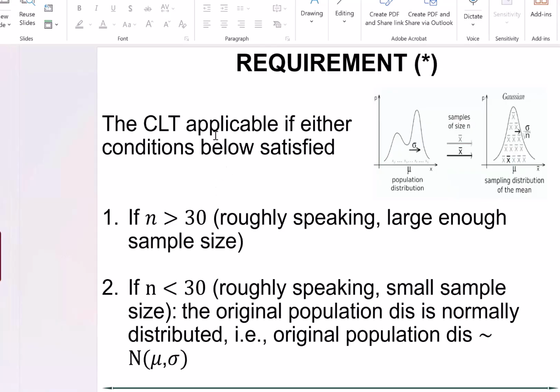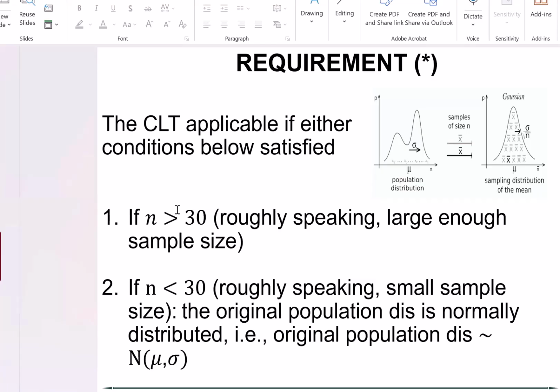Condition star requires that, in order to apply the central limit theorem, either one of two conditions below is satisfied. Either you have a big enough sample size, so roughly speaking, n greater than 30. If that condition is satisfied, we roughly say we have a large enough sample size, and at that time the central limit theorem is always applicable.